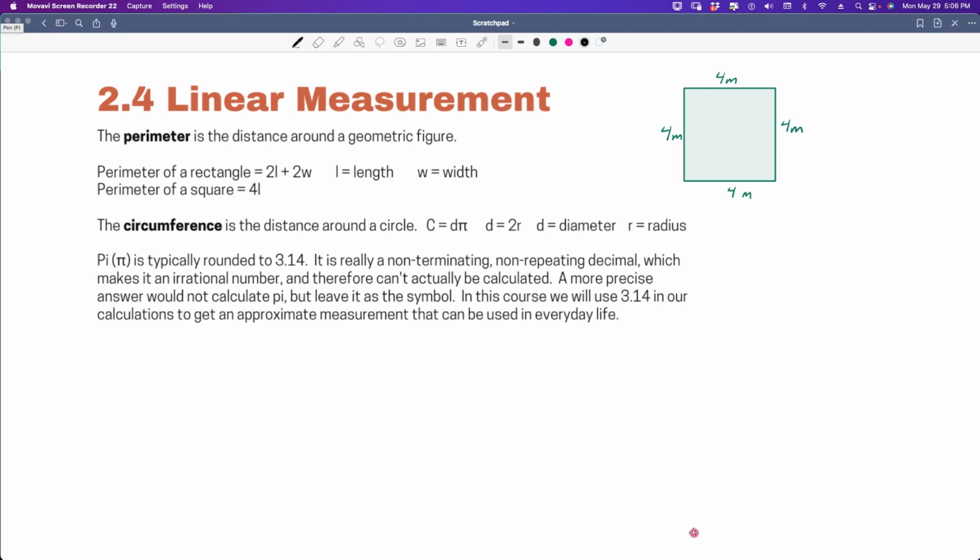So let's begin with talking about perimeter. Perimeter is the length or the distance around some type of geometric figure. So for instance, we have this square right here.